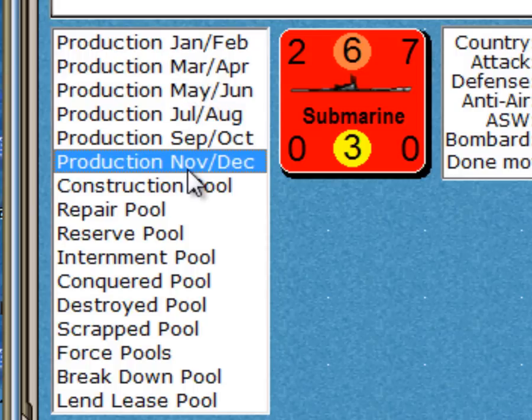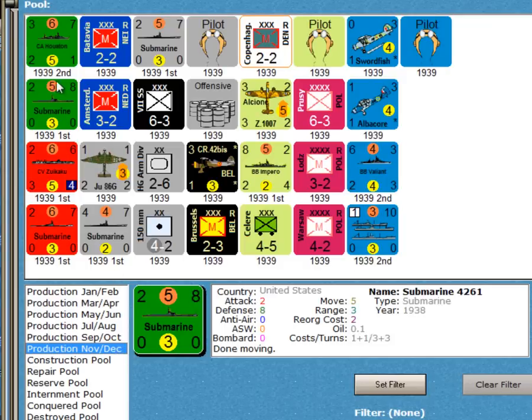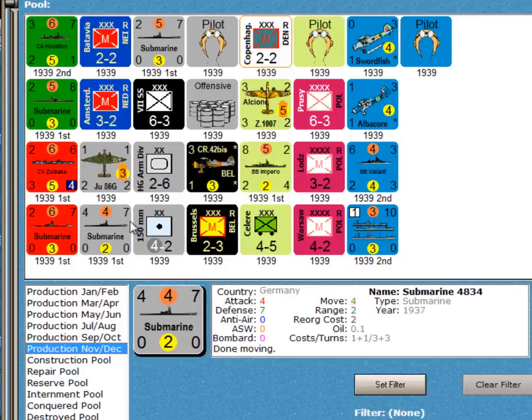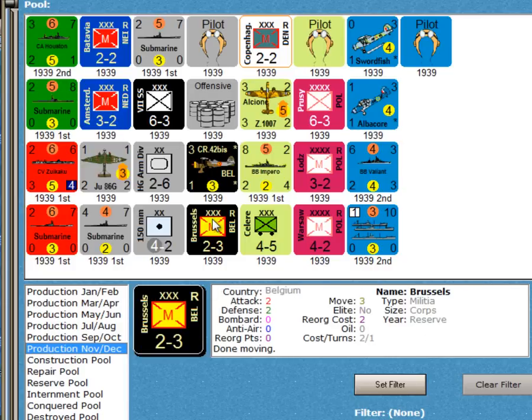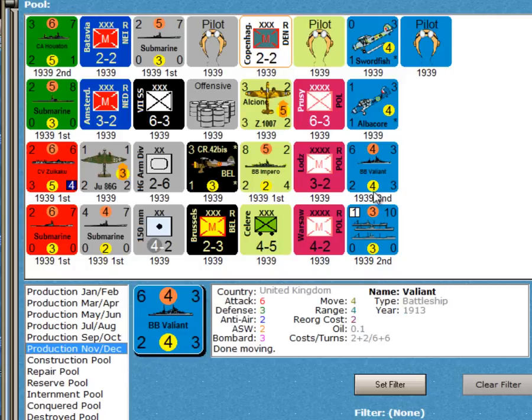Right now, we are in the September-October turn. Reinforcements come in at the beginning of the turn, so the next set of reinforcements will be arriving in November-December. And that is what we're seeing here. There are the US, there are Japanese, some Netherlands, a lot of German units, some Belgians. There's even a Denmark unit in Copenhagen. There are some Italians, some Poles, and some Commonwealth units.